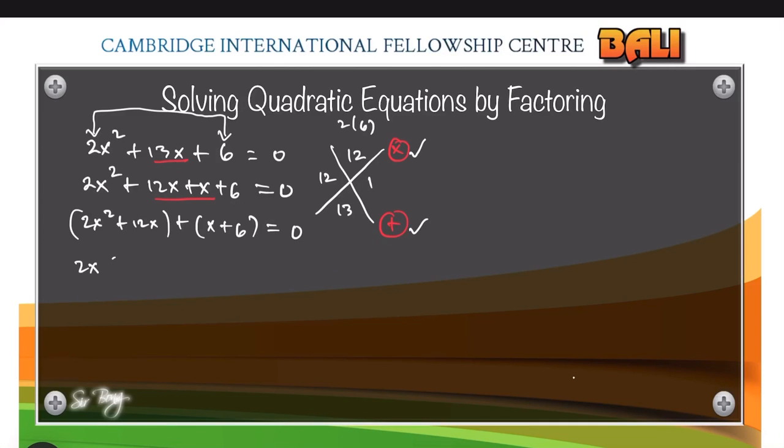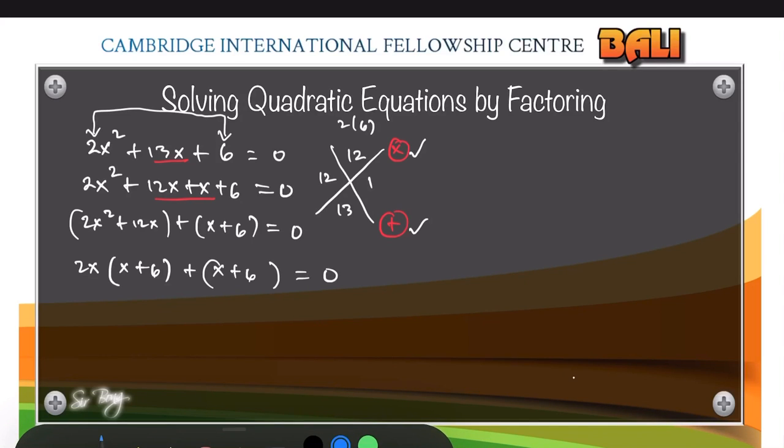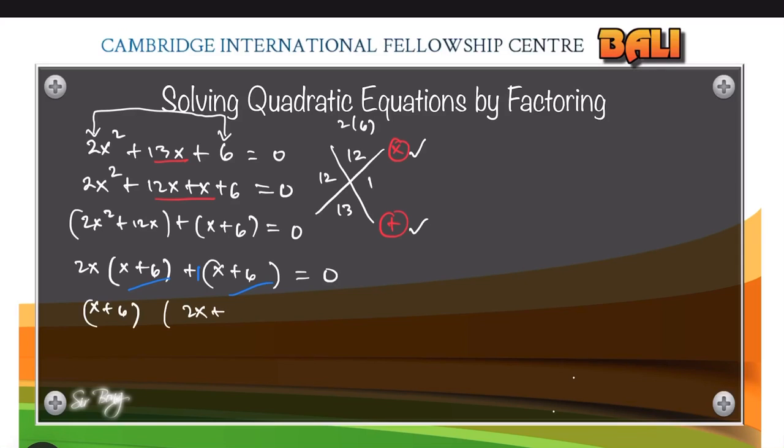Factor out 2x. This is x plus 6 now, plus x plus 6 is equal to 0. Okay, as you can see, the factor x plus 6 is common, so factor it out. This is x plus 6. Take note, this one is understood to be 1. So what is left in the first expression is just 2x. So 2x plus 1, which is equal to 0.